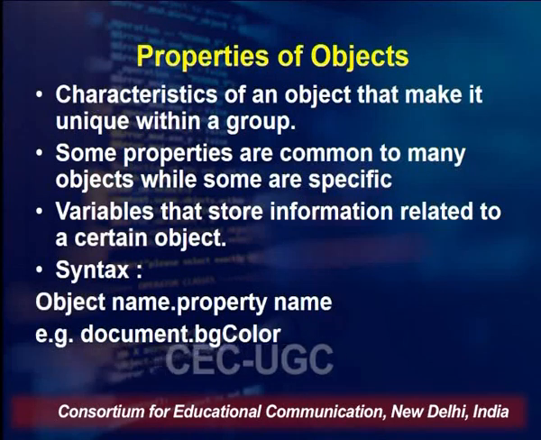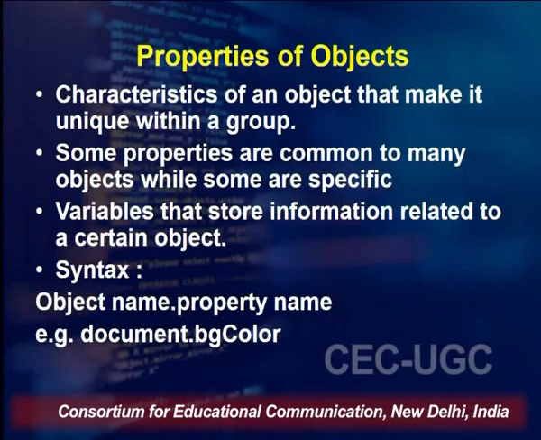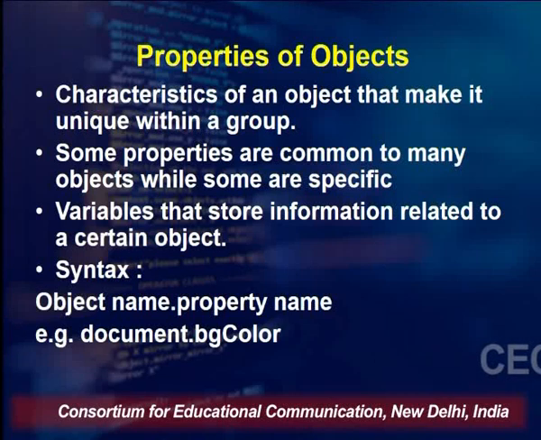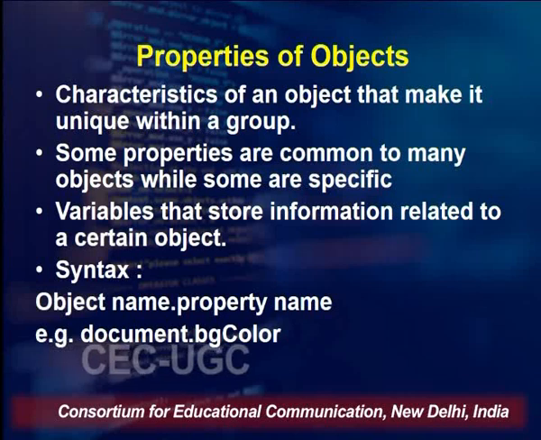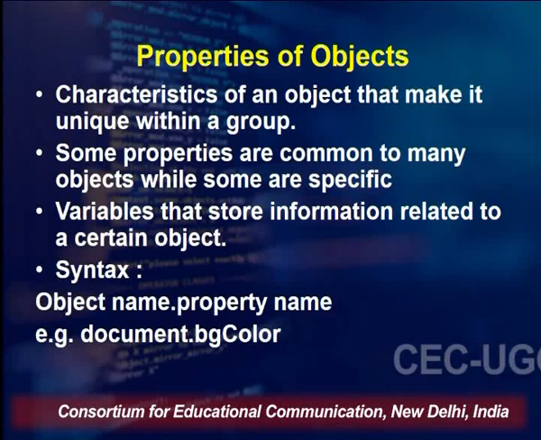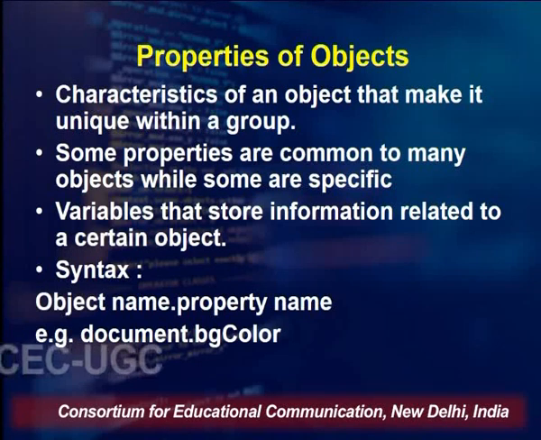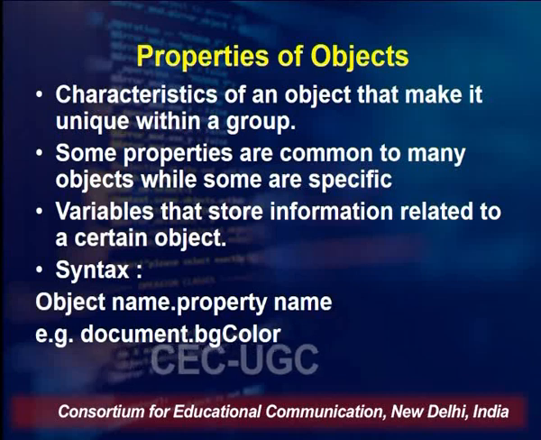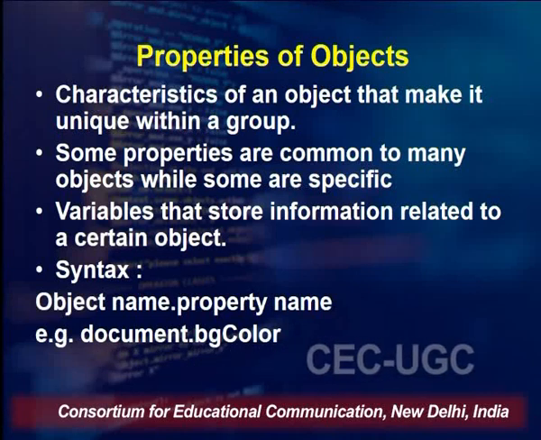So the objects have a certain set of properties, known as the characteristics of the object, and these characteristics make the object unique within a group. Some properties, as we know, are common to many objects, while there are some which are more specific. For example, the property name.